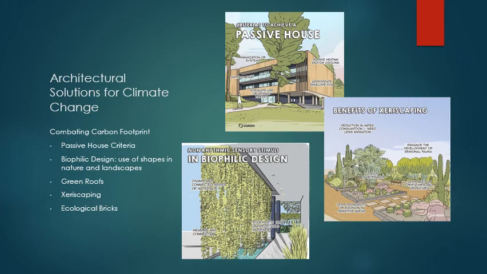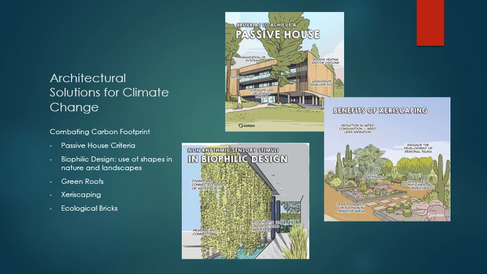To continue with the solutions for climate change, there are 5 ways that I will discuss which lessen the carbon footprint. First of all is the passive house criteria. A passive house is a building model which generates its own energy, like I also told earlier, using natural resources for creating energy or by reusing energy.